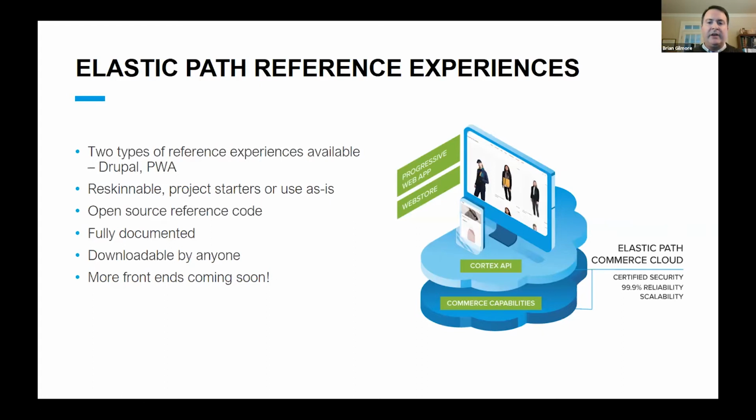The reference experiences have a mobile-friendly architecture and a responsive web design that has optimal layouts and data scopes on each device. Elastic Path makes the code for the reference experiences available as open source. It's fully documented and downloadable by anyone, and we'll show you how to get those at the end of the webinar today. We can even deploy these reference experiences to our new Elastic Path Commerce Cloud solution, which gives you the full power of Elastic Path in a SaaS format. And we have more front ends coming soon.